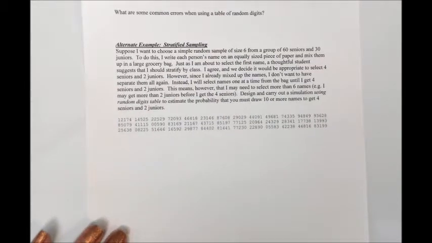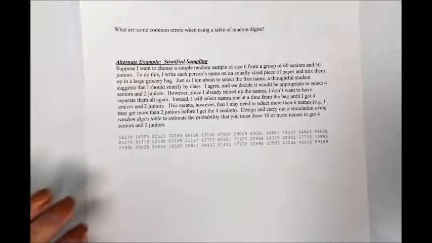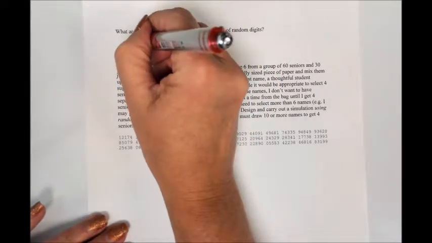And in the random digits table, I'm going to give you one that's a little more spread out. So what are some common errors? It's not using the labels have to be the same length.